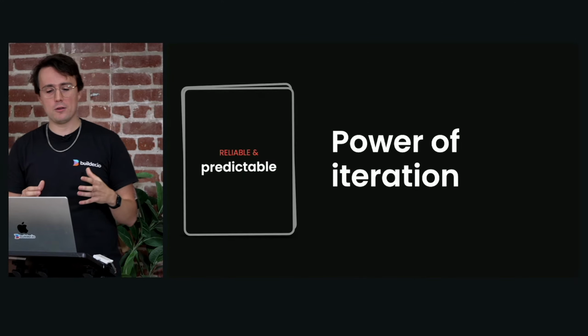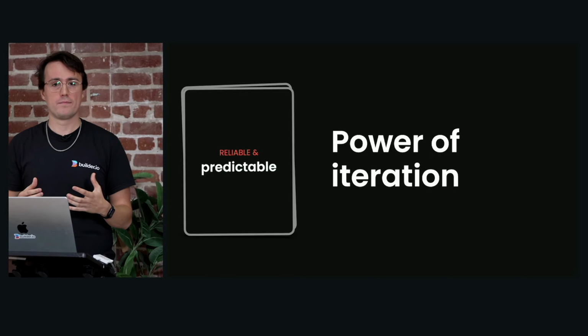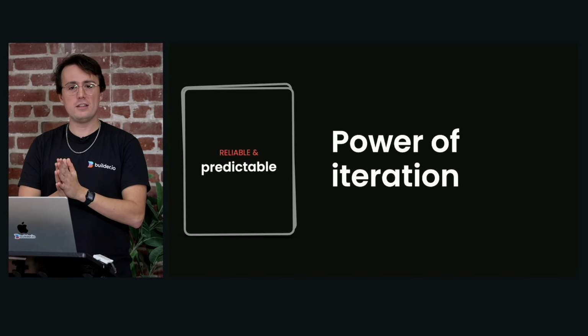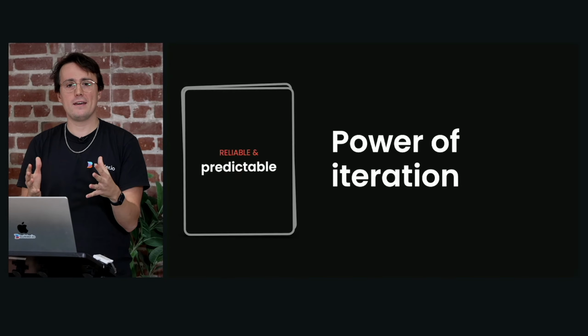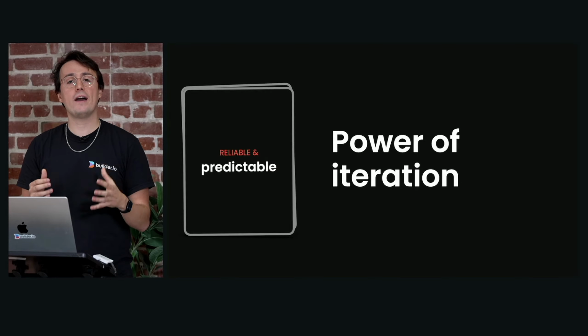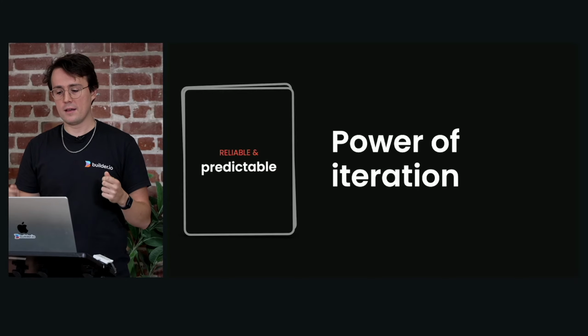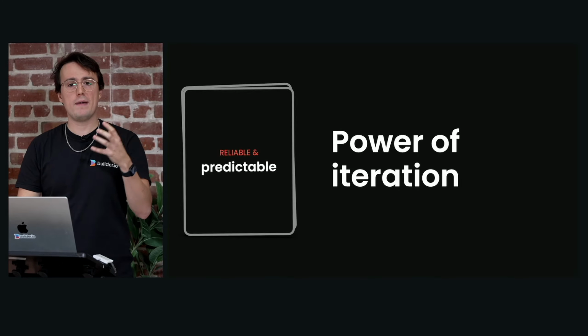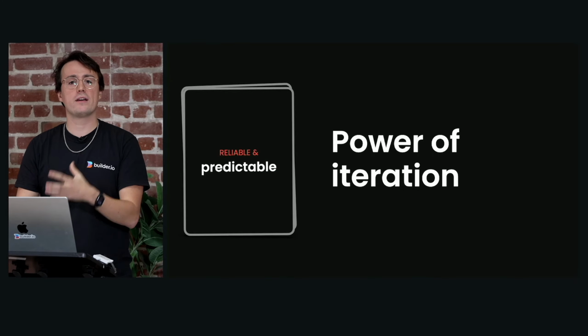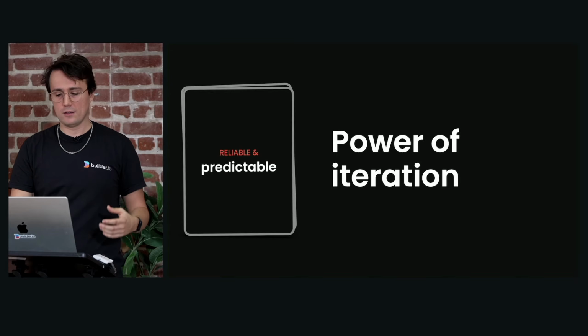The next one is about being reliable and predictable. And here it's all about iteration. You may be the smartest developer in the world with the most experience, but you will find yourself many times debugging, iterating, trying different things. The iteration is what makes things go forward. You need to check with the ground truth of reality.